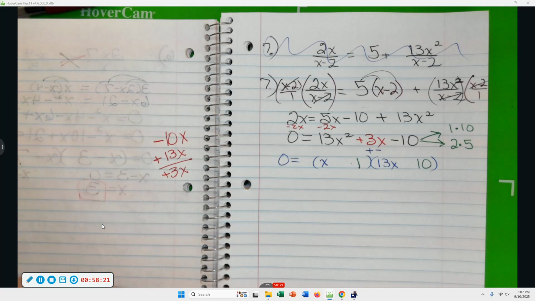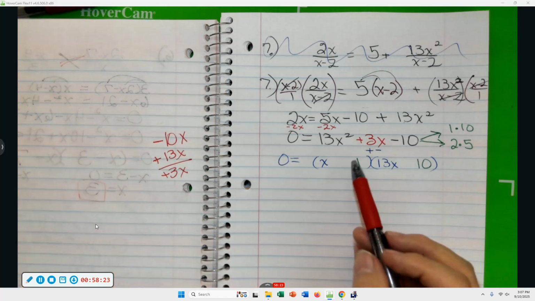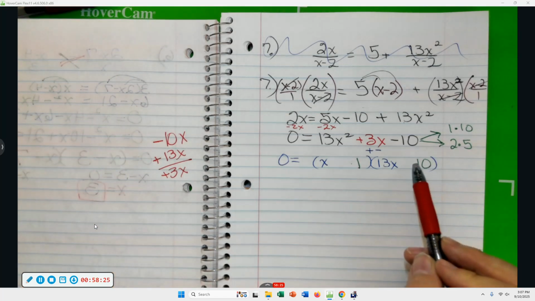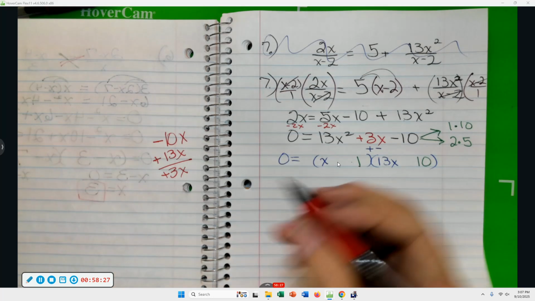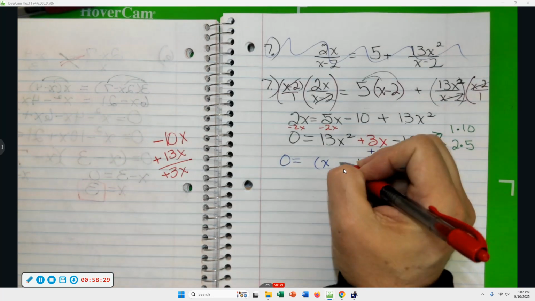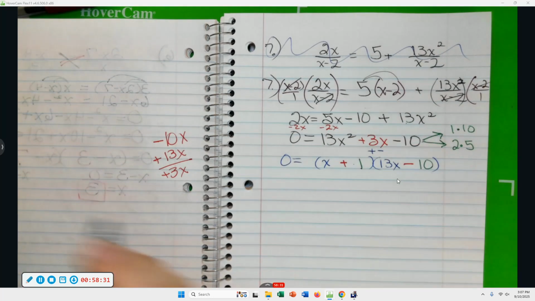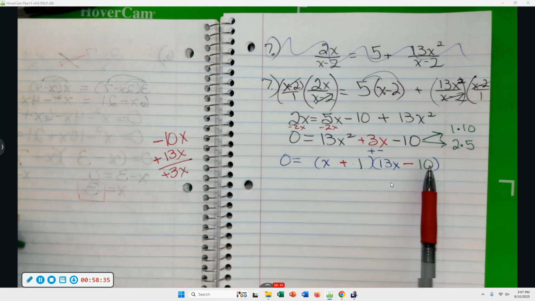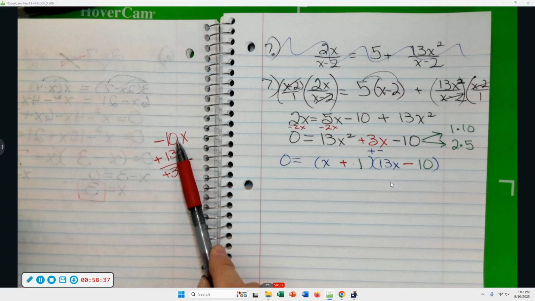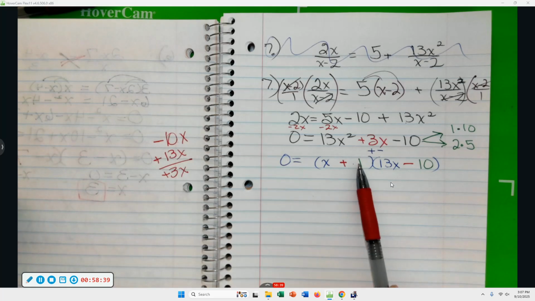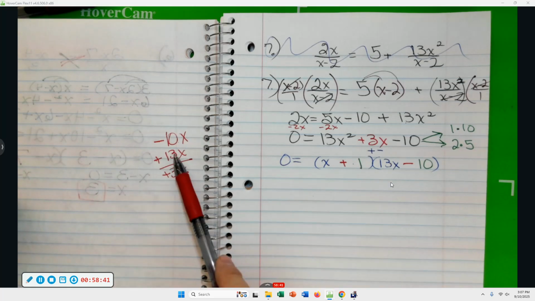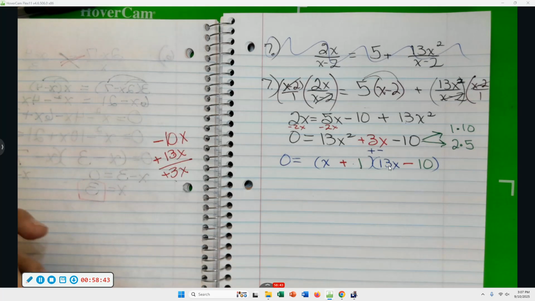So tell me where the plus goes. Will the plus go in the first parentheses or the second parentheses? The first parentheses and then the second parentheses. Now we have a negative 10x for the outer product and a positive 13x for the inner product. Any questions there?